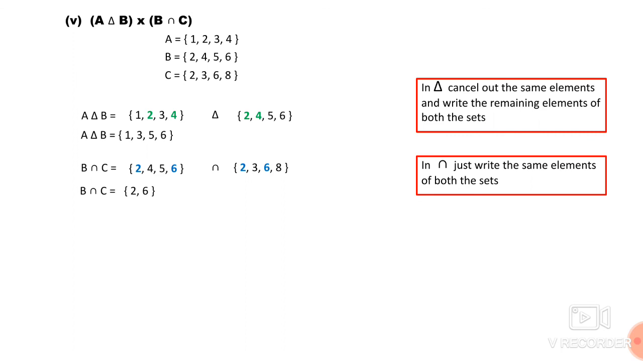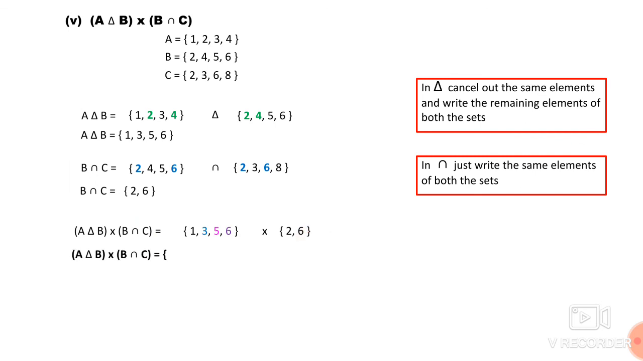Now finding the Cartesian product. A symmetric difference B cross B intersection C. So A symmetric difference B is written first. So we will write the set of A symmetric difference B first: 1, 3, 5, 6. Cartesian product B intersection C, we will have 2 comma 6. Now we are making the ordered pairs.